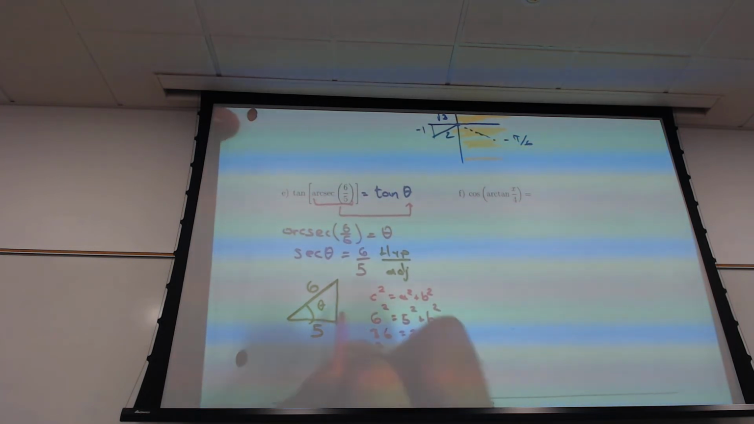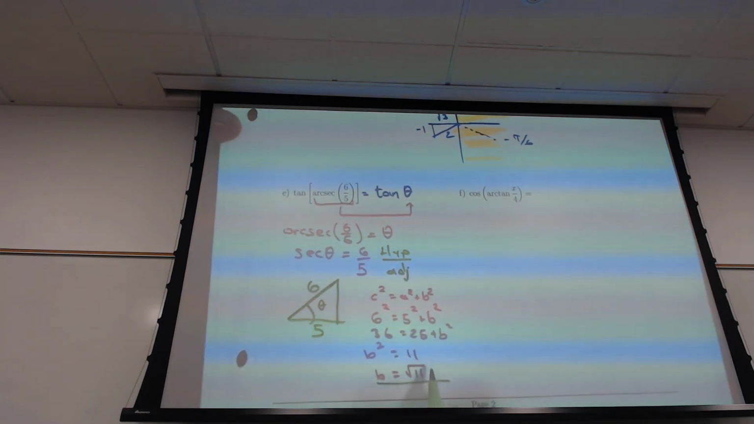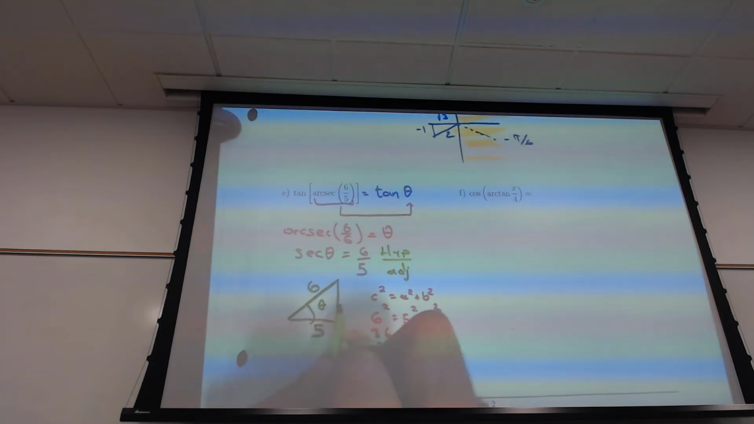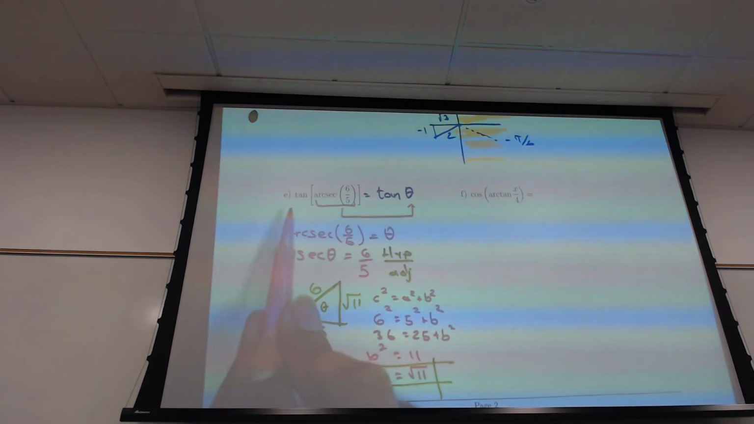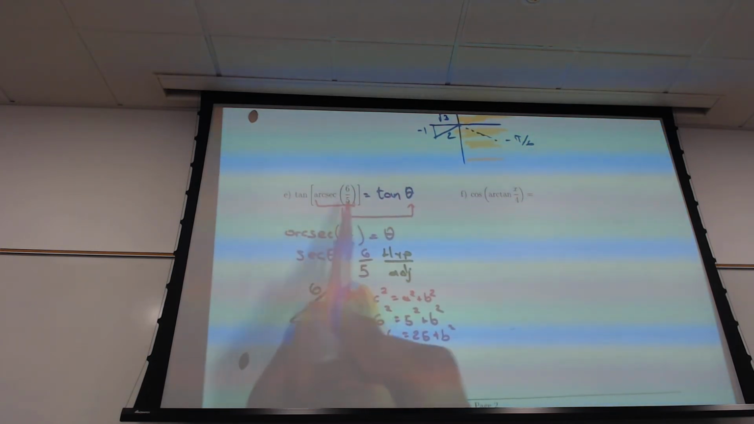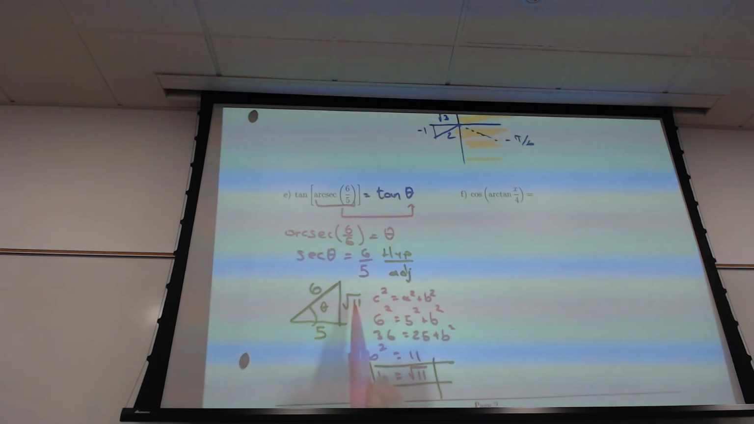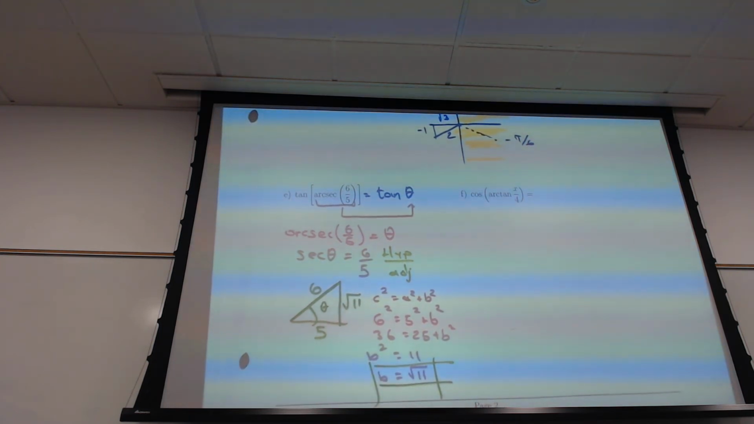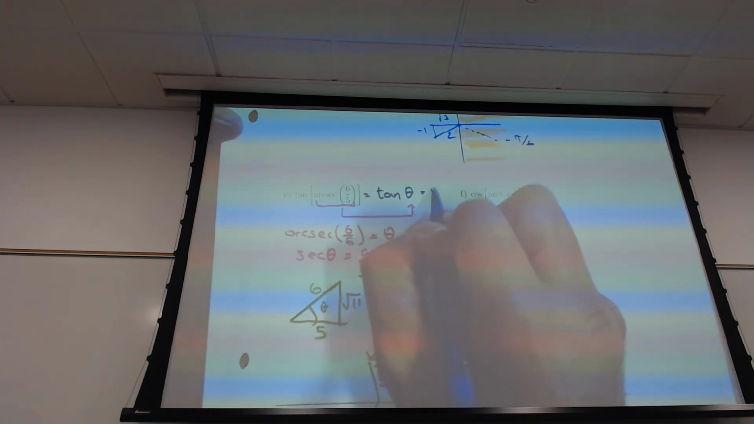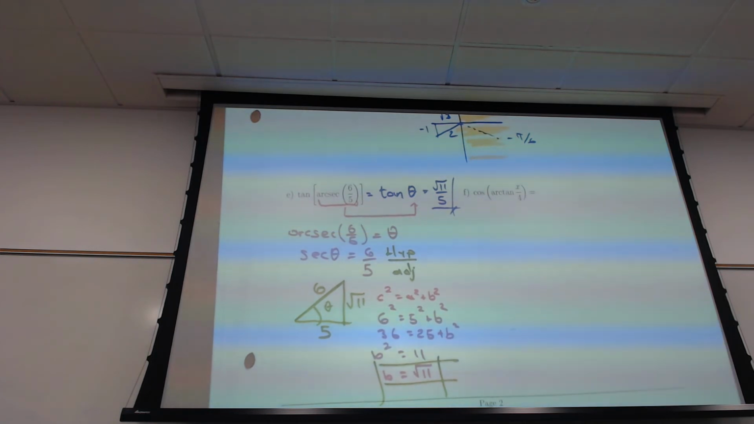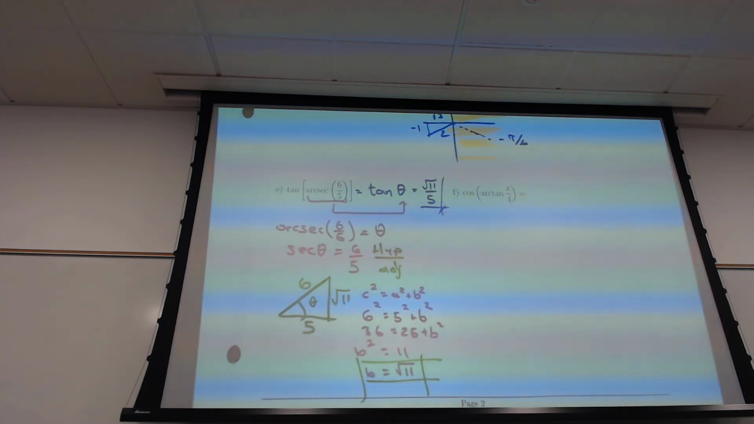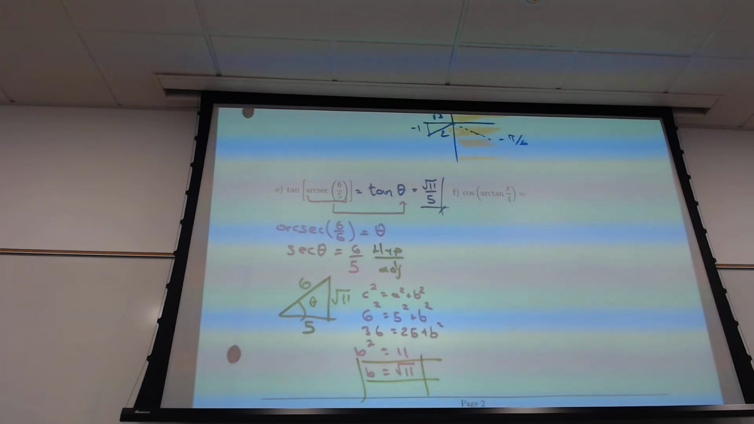All right, so now that we know all three sides, we have all the information to answer the initial question. Tangent, given this value, which is opposite over adjacent, should be square root of 11 over 5. Final answer. Questions about this example?